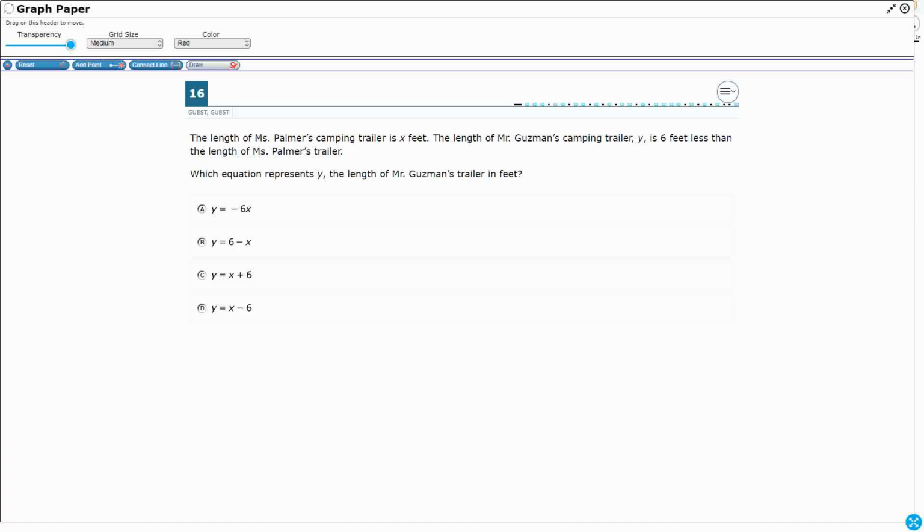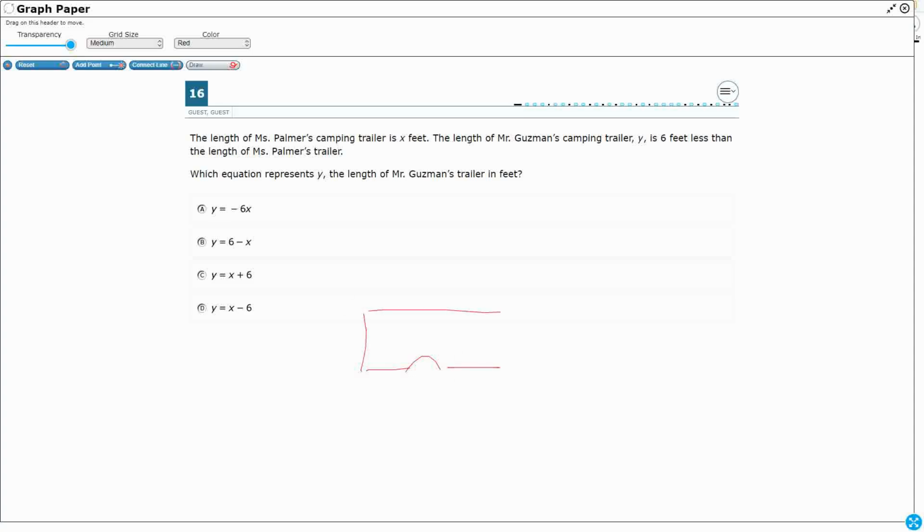So we have the length of Mrs. Palmer's camping trailer is X feet. All right, so I'm going to draw a camping trailer. I'm imagining one that's pulled behind a truck, right? So it might look like this, and it might have a little bit of a hitch. So let's say that the length, there's the tire, length is going to be right there, and it is X feet. So that means it's an unknown quantity.